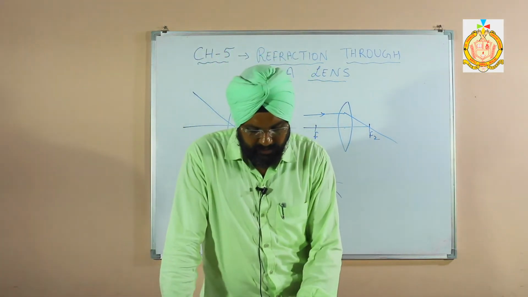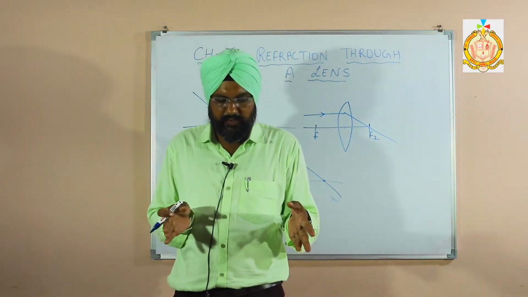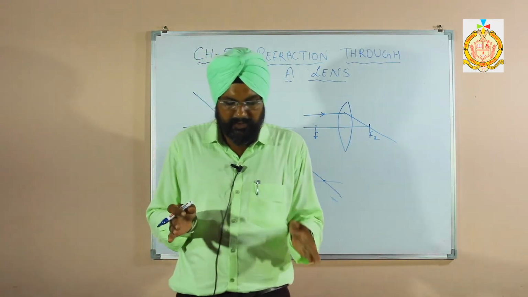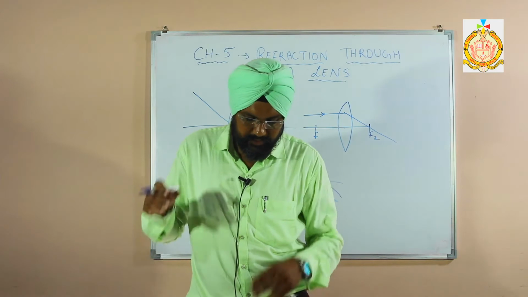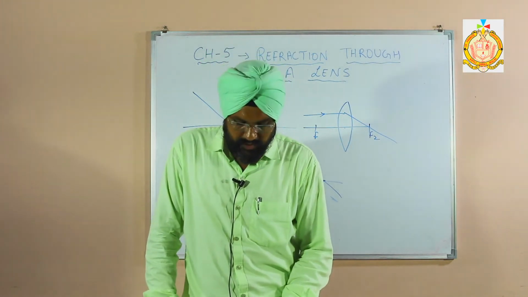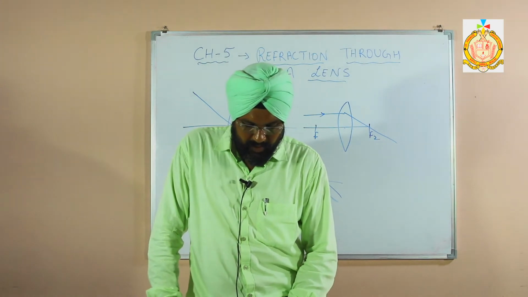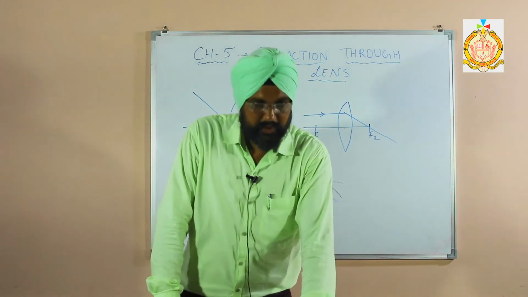Then real image. Real images are those images which, after refraction by the lens, actually meet at a point. If it does not meet, if it appears to diverge or appears to meet, then the image will be a virtual image. It cannot be obtained on a screen. So, construction of a real image.